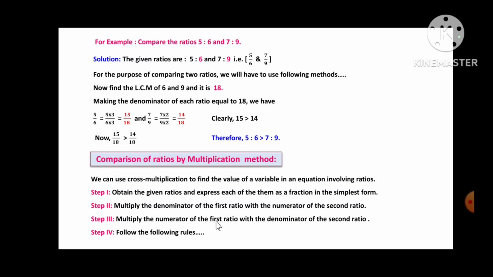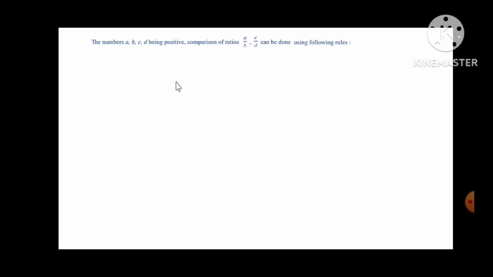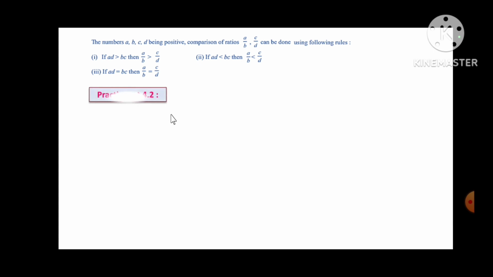Follow the following rules. Suppose the numbers a, b, c, d are positive. Comparison of ratios a upon b and c upon d can be done using these rules. If ad is greater than bc, then a upon b is greater than c upon d. Second, if ad is less than bc, then a upon b is less than c upon d. If ad is equal to bc, then a upon b is equal to c upon d. So, now let us start with practice set 4.2.